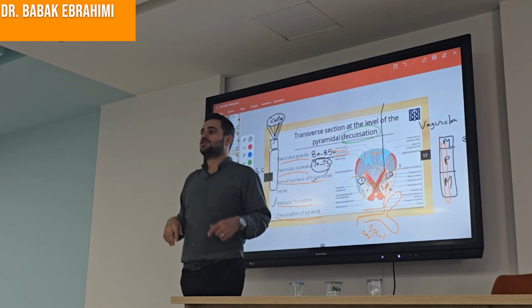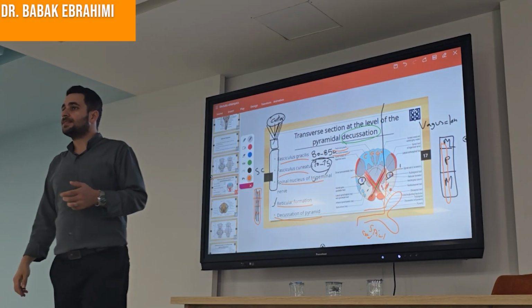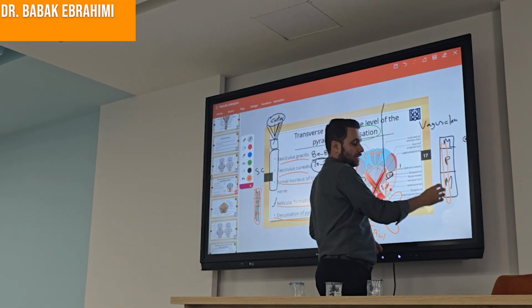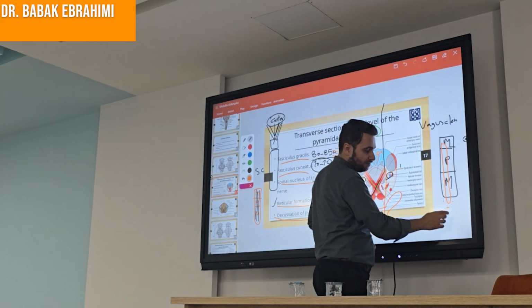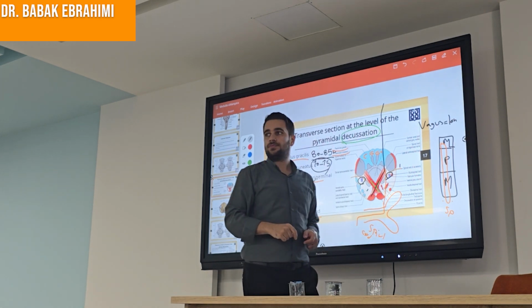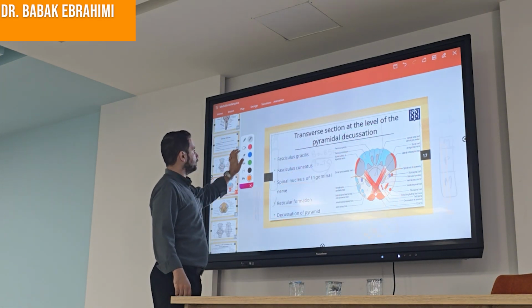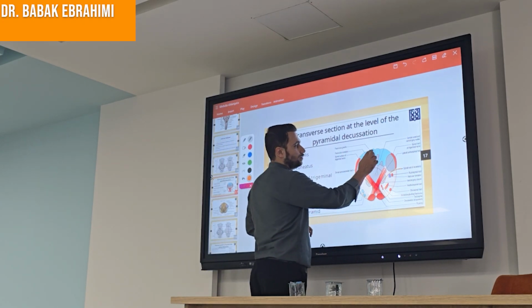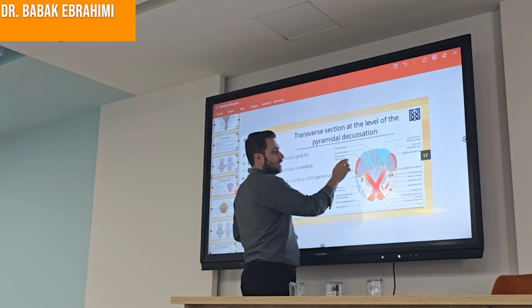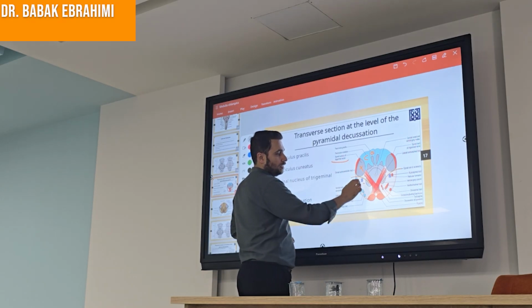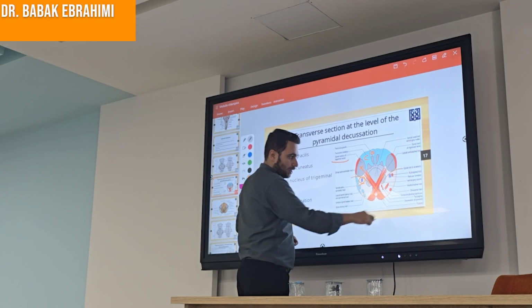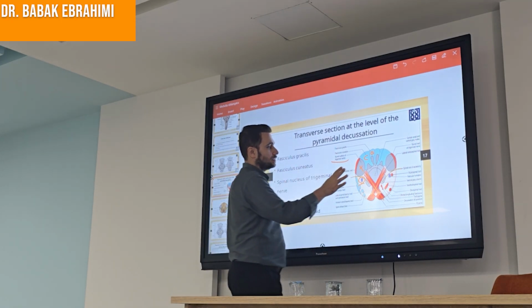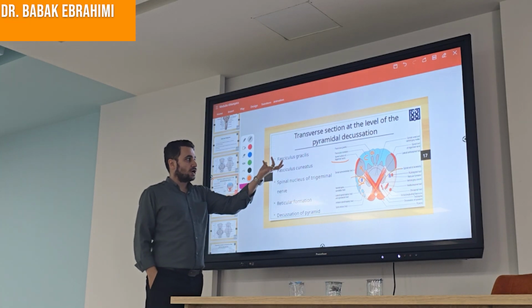We called it trigeminal nucleus. The trigeminal nucleus occupies the midbrain, pons, medulla oblongata, and also a little of the spinal cord. So at this view, you can see gracilis, cuneatus, spinal nucleus of the trigeminal, reticular formation, and pyramidal decussation. This is the structure that we can see.